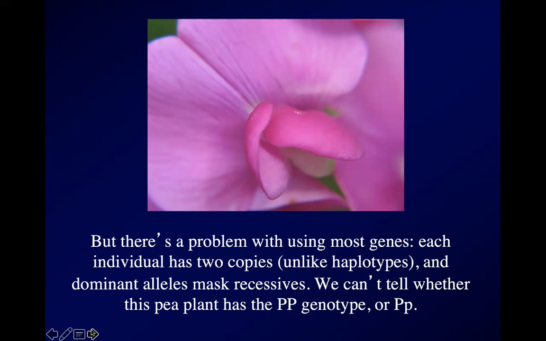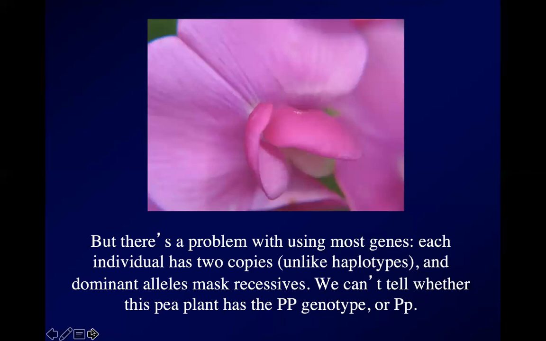You have 2 copies of the vast majority of your genes, one from mom, one from dad. And just by looking at an organism, a person or a pea plant or what have you, you can't read the person's genotype because dominant alleles mask recessives.